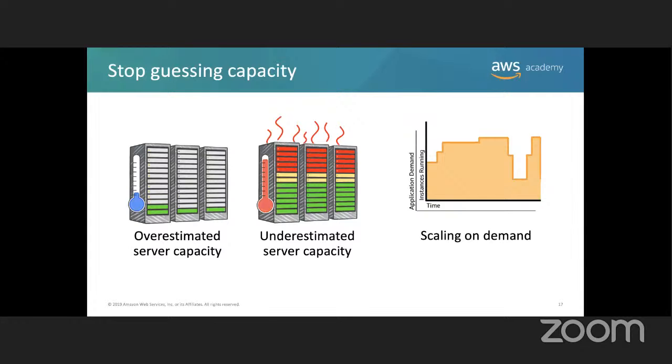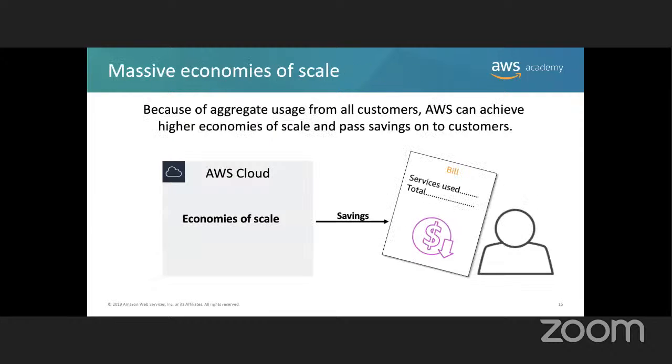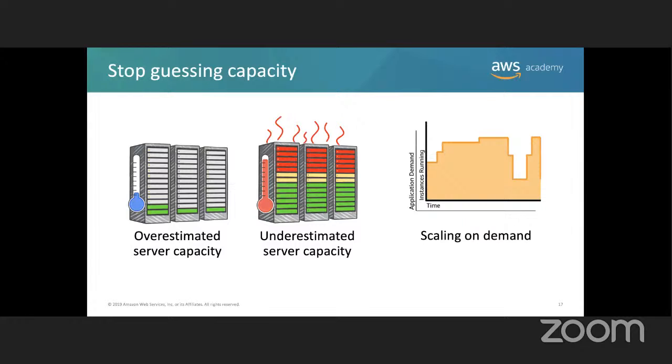The third one, guys, the first one is trade capital expense for variable expense. The second one is massive economies of scale. And the third one is stop guessing capacity. Okay, that will be number 3.